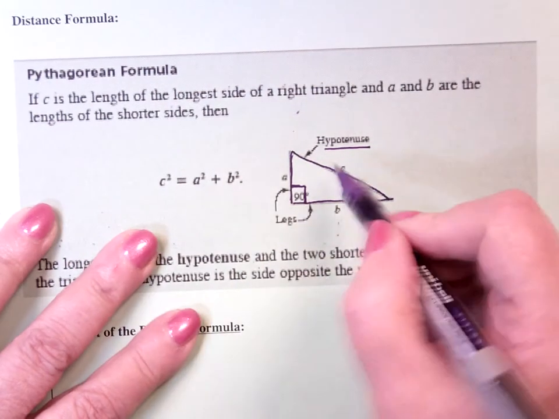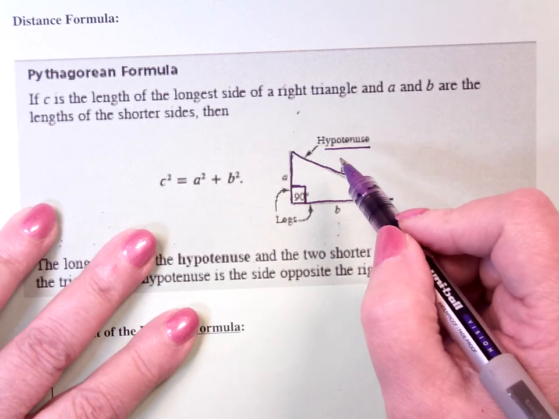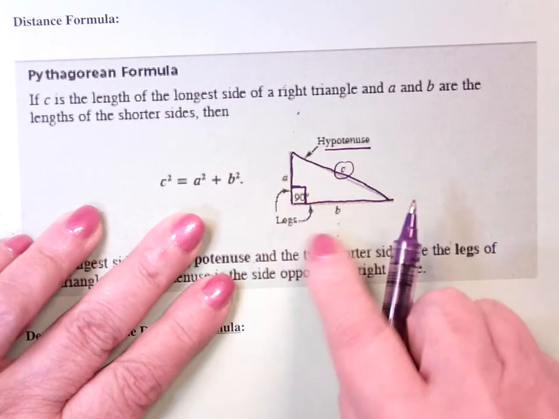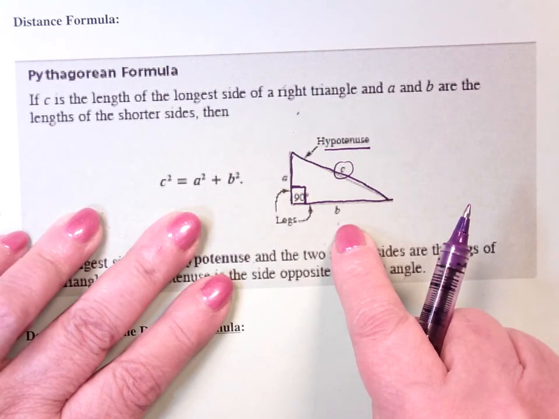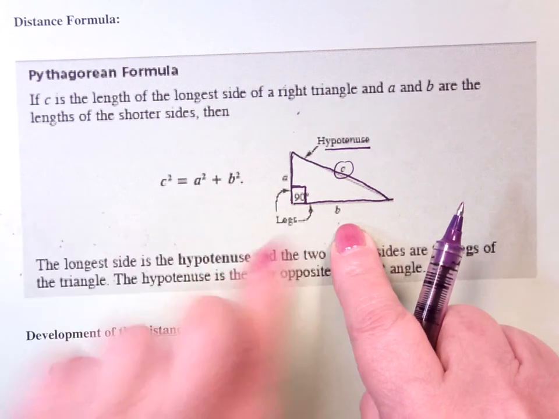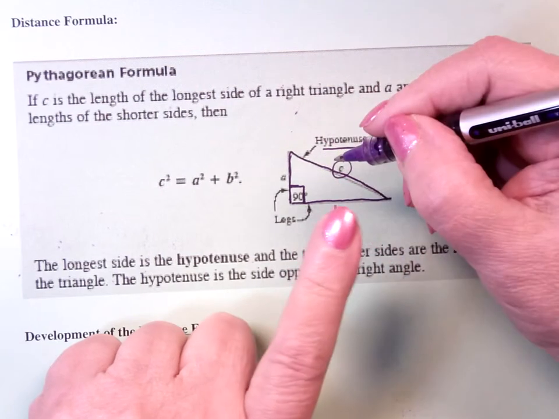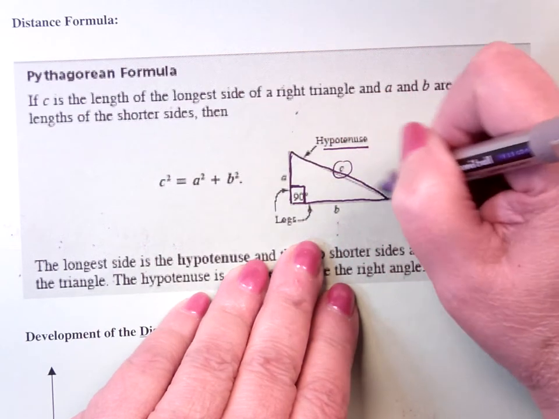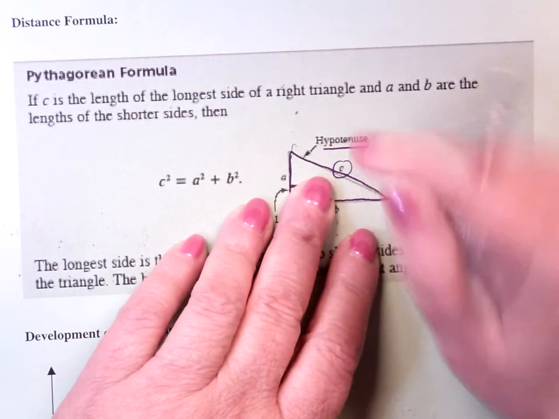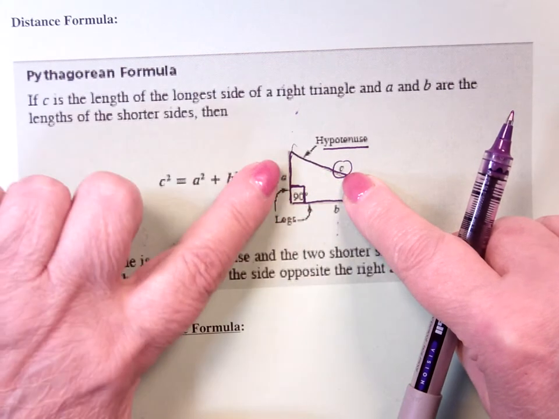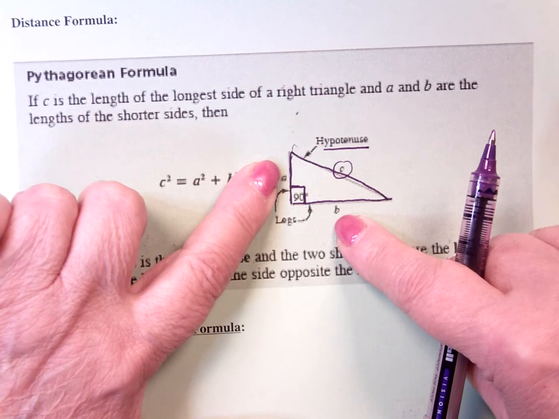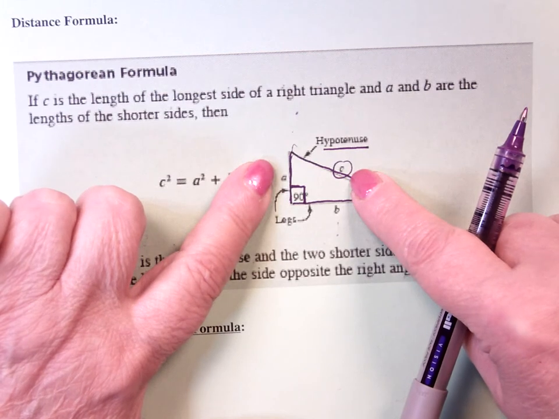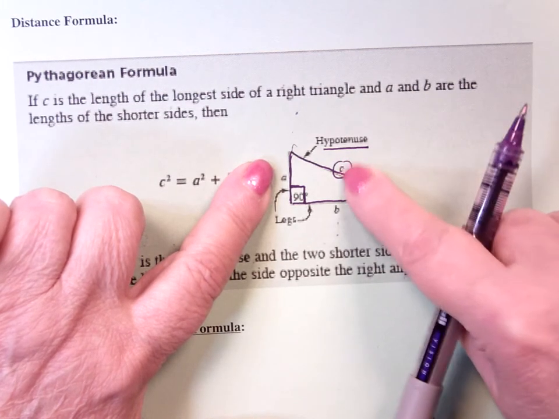The Pythagorean theorem says that the square of the hypotenuse is equal to the sum of the squares of the two legs. So if I were to take a look at these legs right here, the square of this number is equal to the sum of the squares of those two. So if I square a, I square b, add them, it will be the square of this number right here. It's the Pythagorean theorem.